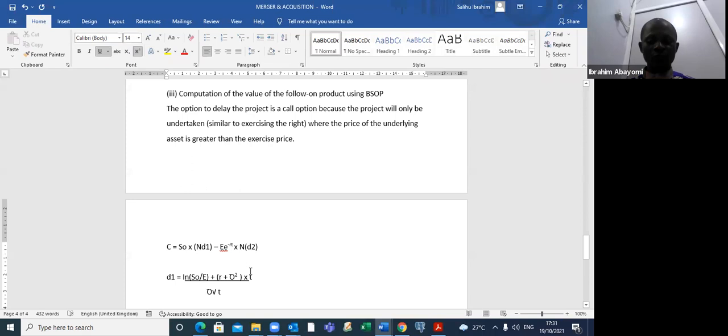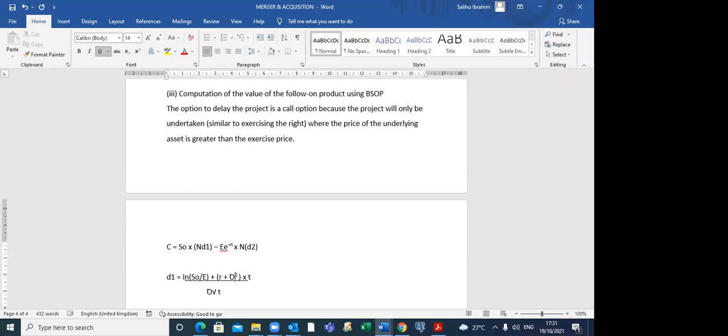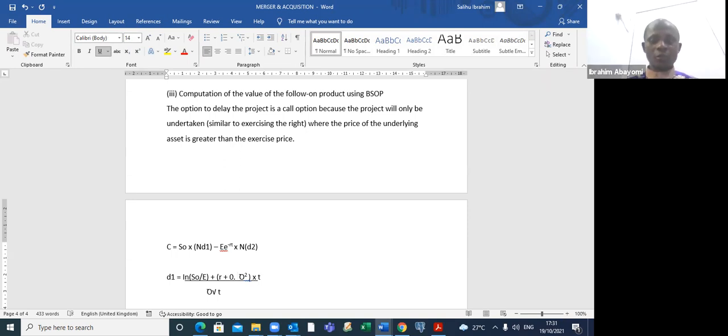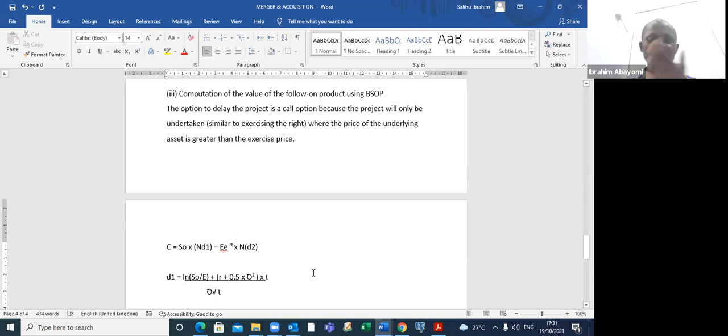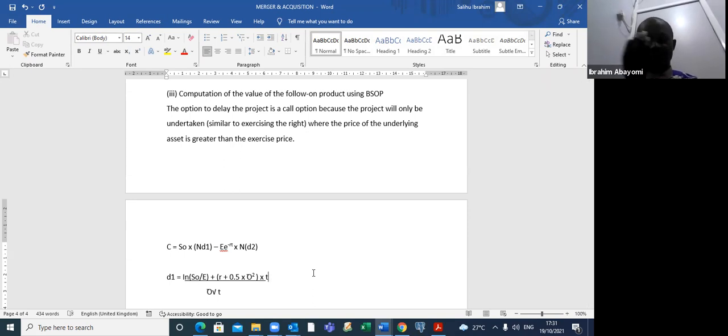Okay, you can also do it this way. You can take it as 0.5. You know 0.5 is over 2, right? Yeah, 1/2. So you can still do it this way. You are fine, no problem. So R plus 0.5 times variance is something like variance over 2. So this is our formula.